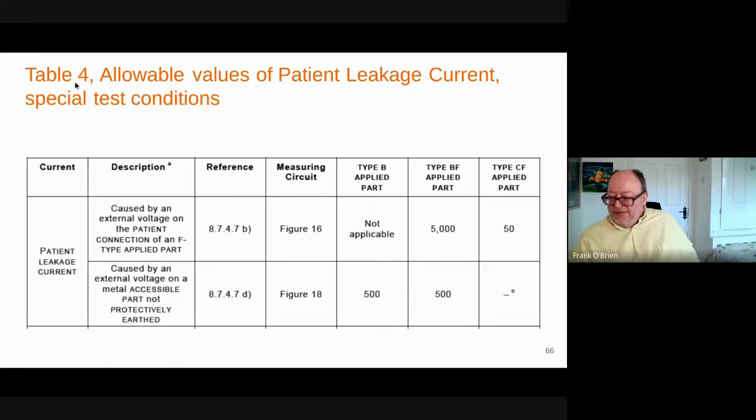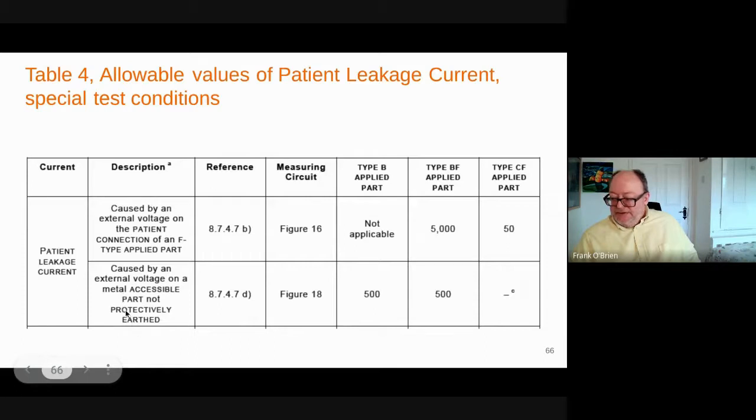Patient leakage, now we're into table 4. External voltage on the F-type applied part. So this test we love to do because it's F-type. And there's our limits we talked about already, 5 milliamps, 50. So CF has the 50, similar to the single fault, and BF has 5,000 microamps because it's such a hard case, I guess. If you think about a big surface area for a heating pad, this would be a practical limit.